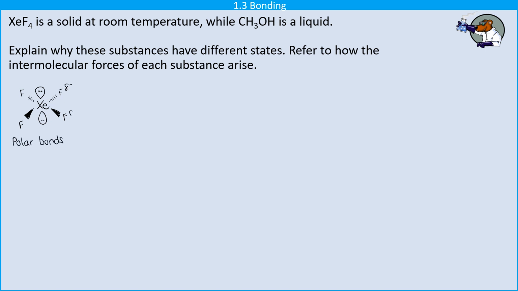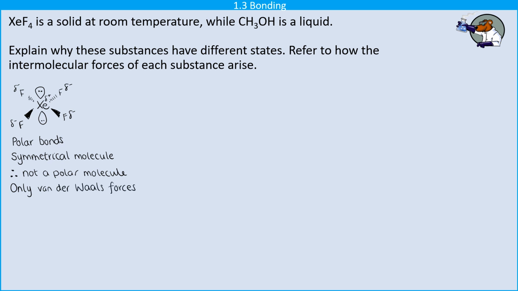So I can add in some little delta negatives for each of the fluorines here and my delta positive for xenon. And so you can see from this what I've got is a symmetrical molecule. So even though my individual bonds are polar, the molecule itself is not a polar molecule. Essentially, I've got a region of negativity around the outside of the molecule and a region of positivity inside the molecule. So I'm not going to have permanent dipole interactions because there isn't one side of the molecule that is positive. The positivity is in the middle. So instead, we're just going to have these very weak van der Waals forces.